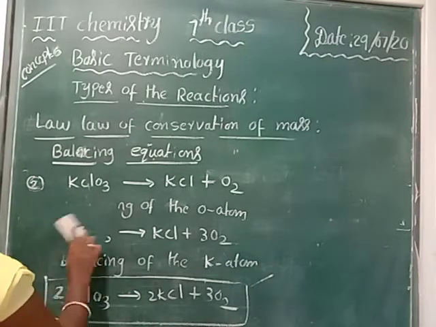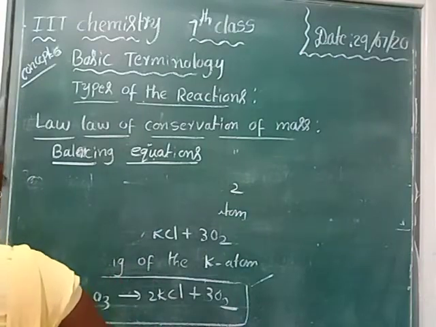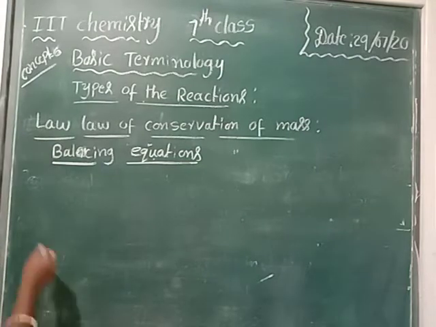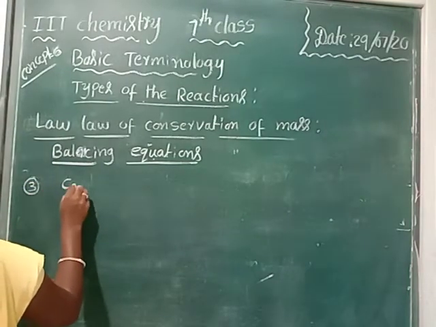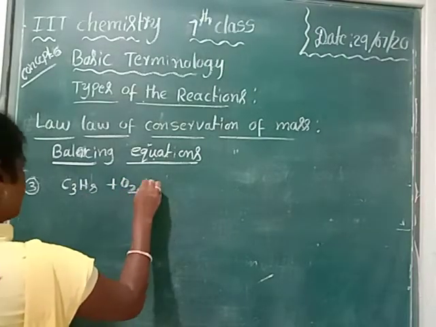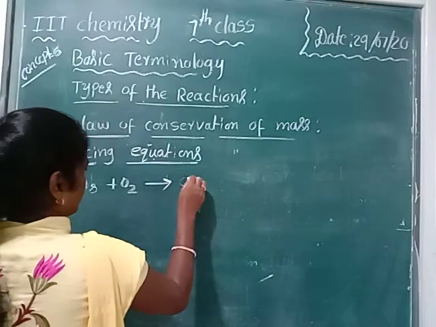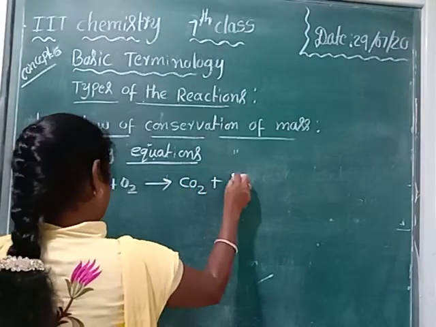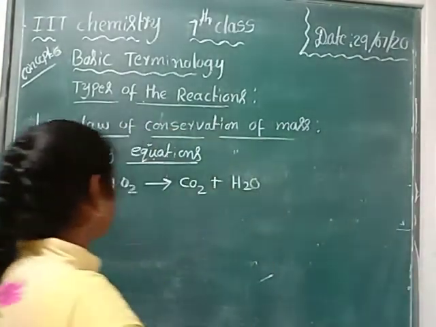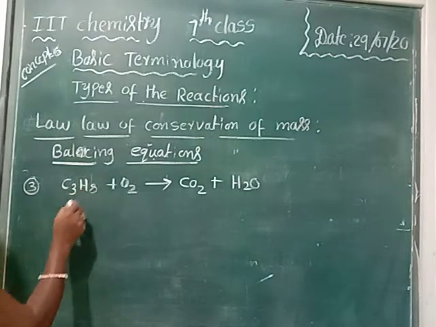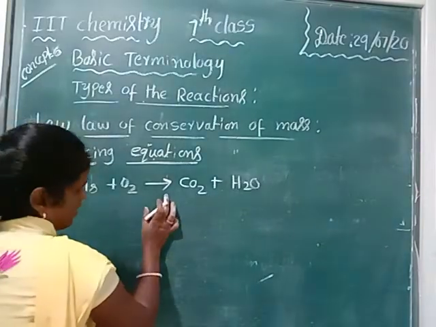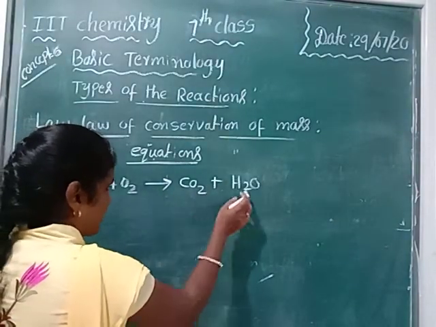Next example, children. Write down all examples. Third equation, all of you write down: C3H8 plus O2 gives CO2 plus H2O. Is this equation balanced or not? See, children, C3H8, propane, reacts with oxygen and after the reaction forms the products carbon dioxide and water.